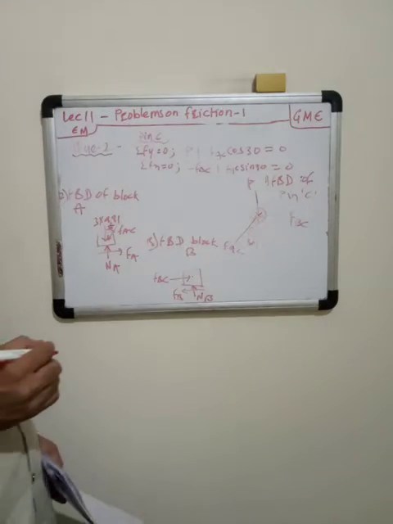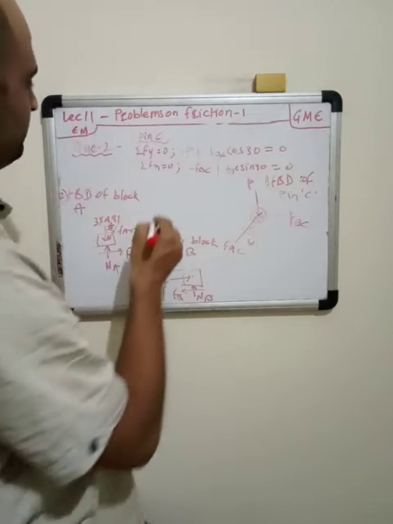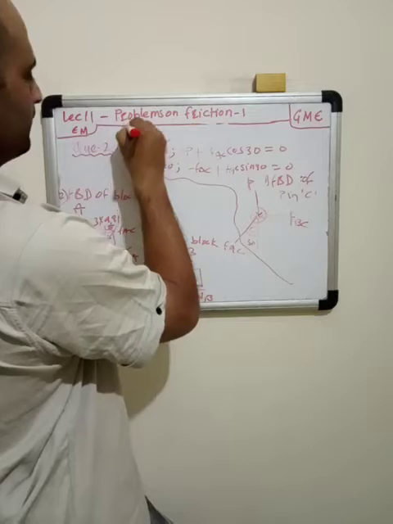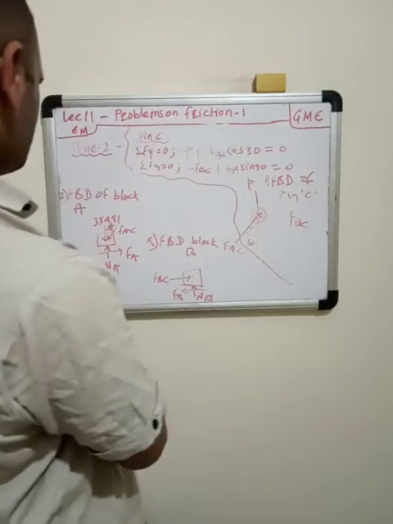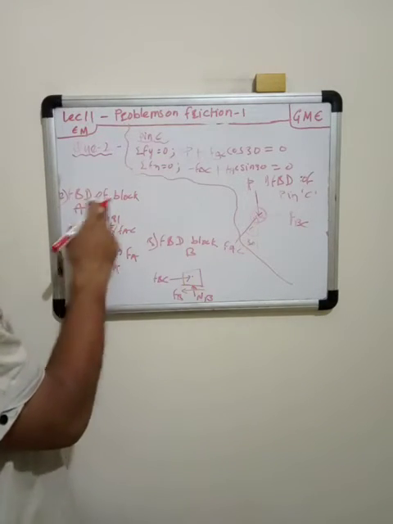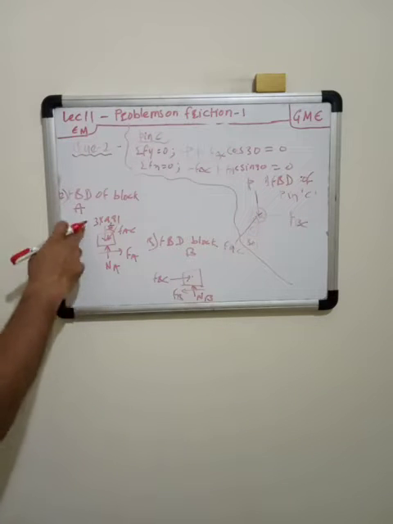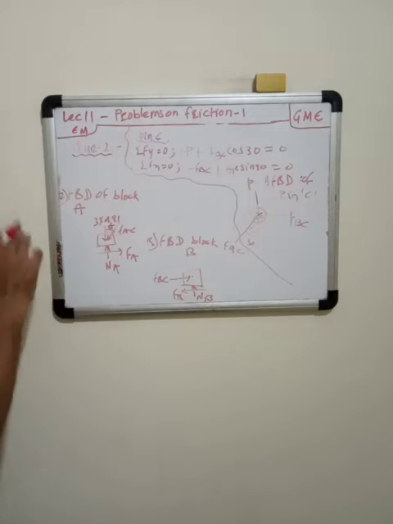Now we'll go for the block. Similarly, please do this for this. This is for this pin AC, right? For the block, draw the FBD for block A, please write down the equilibrium equations for this and find whatever unknowns are there. Using the equilibrium equations, do this also by yourself.